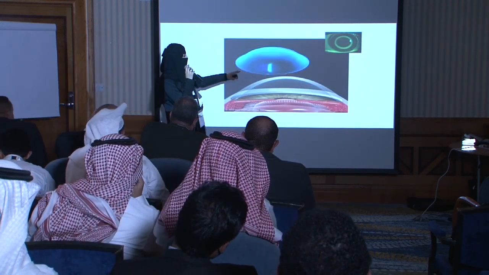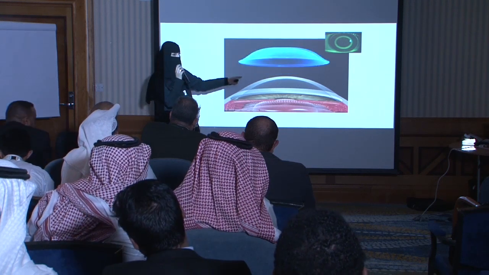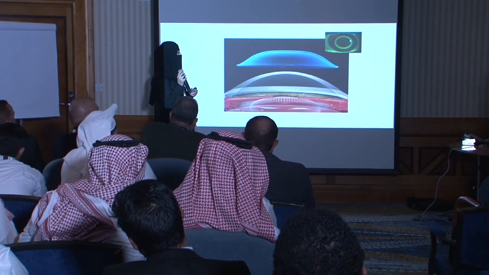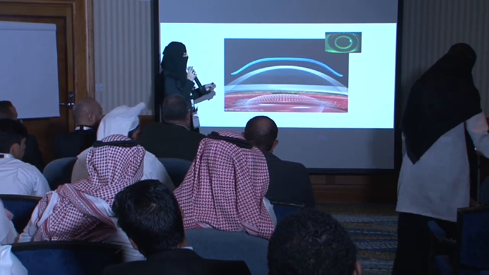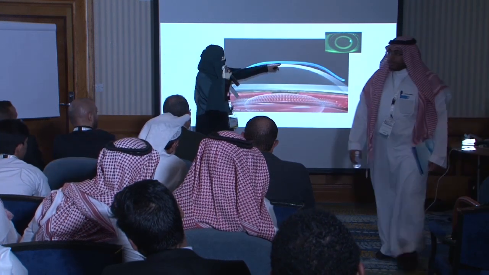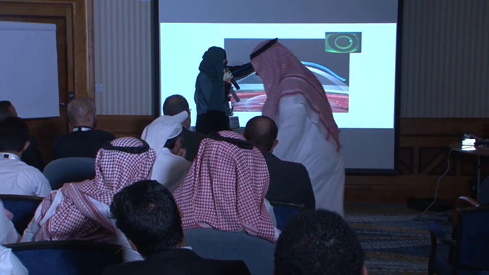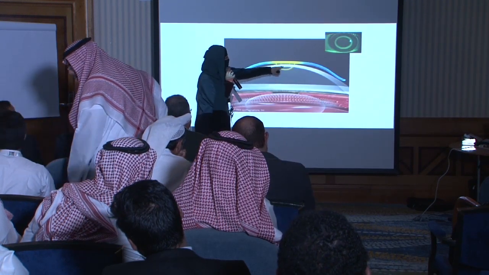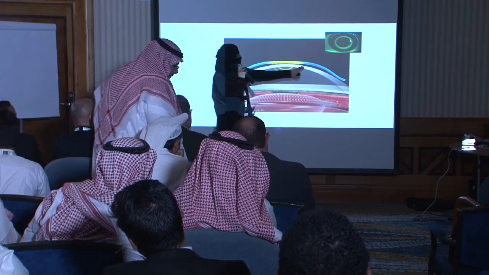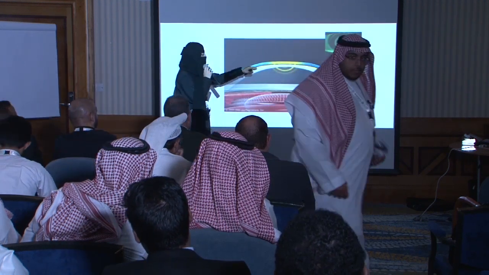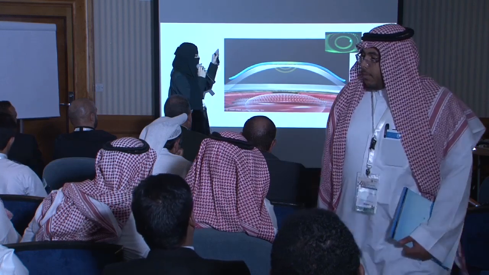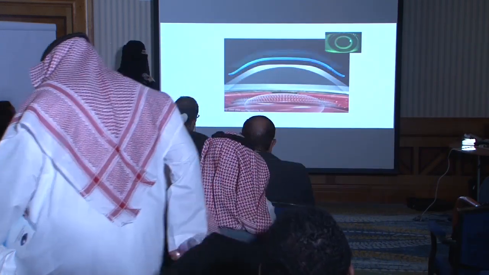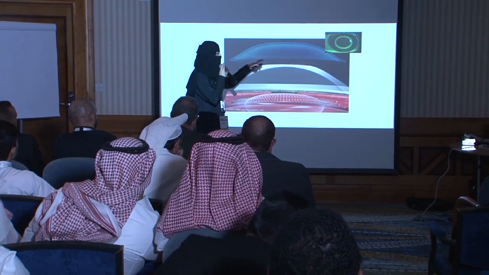Here, the patient can wear the contact lens during sleep, and when wearing the contact lens, we flatten the central surface of the cornea and steepen the mid-peripheral of the cornea. So when your patient removes the lenses, they can see better. This is the shape of the cornea after we remove the lens.